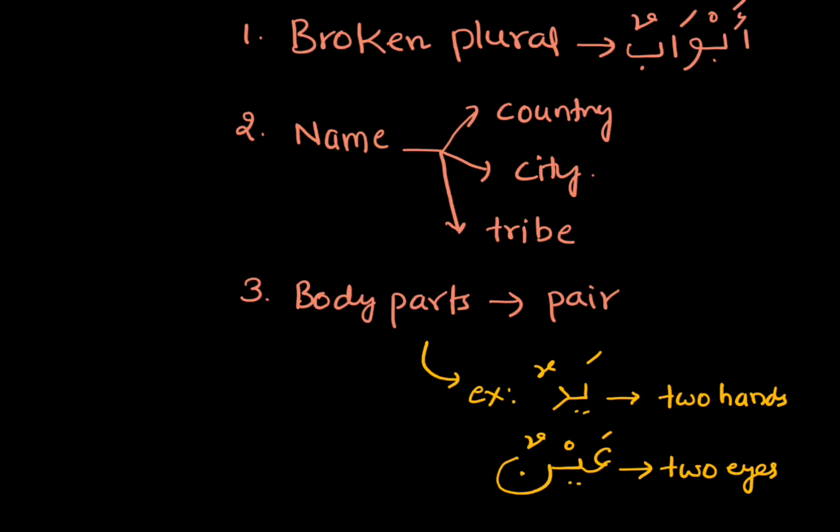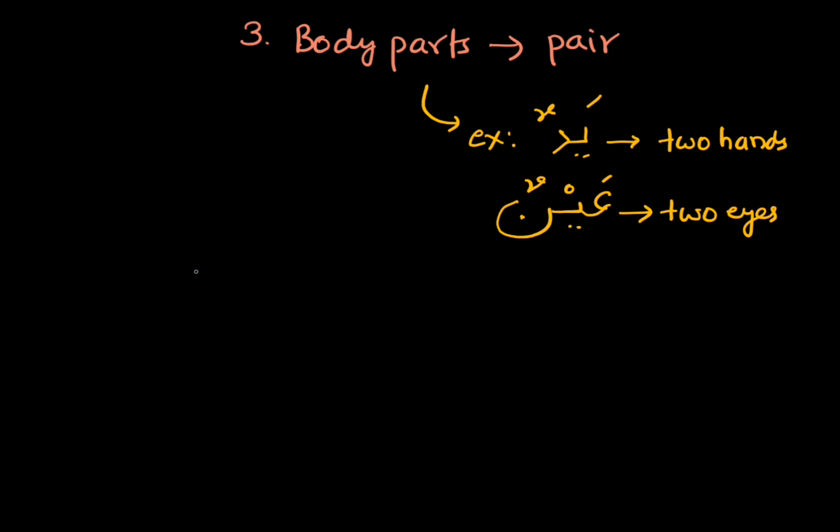So you can see the last way, that is broken plurals like abwabun, and names of a country, a city, or a tribe, are also included under feminine nouns, and body parts in pairs are also included under feminine nouns. So these are the four ways of identifying a feminine noun.